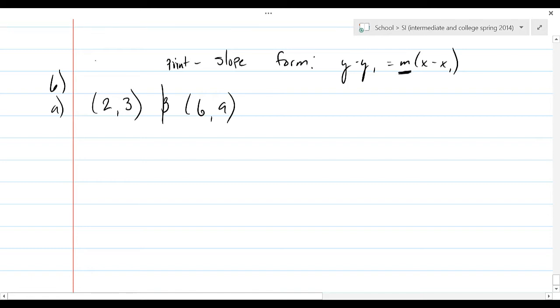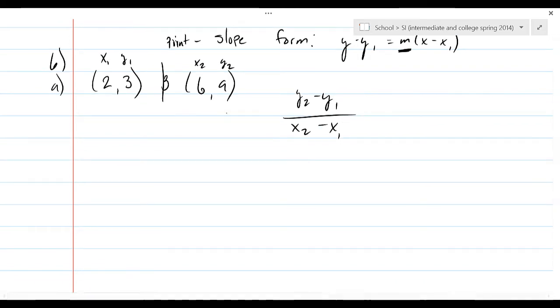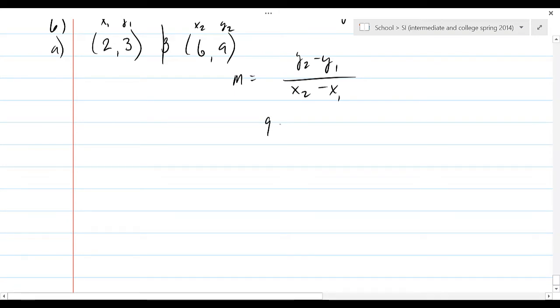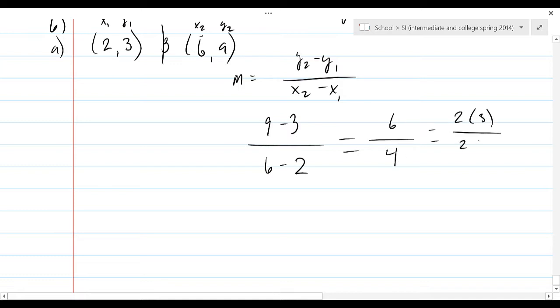Thankfully, we have a slope formula, x1, y1, x2, y2. The slope is y2 minus y1 over x2 minus x1. So we've got 9 minus 3 over 6 minus 2, and that is 6 over 4. I can factor out a 2 from both of them, so the 2's will cancel, and I'm left with 3 over 2. So that is my slope. Awesome.